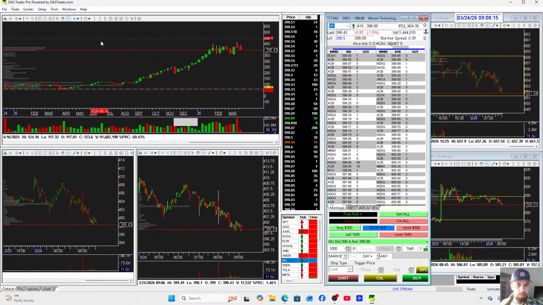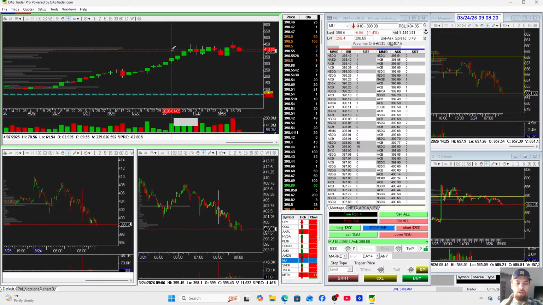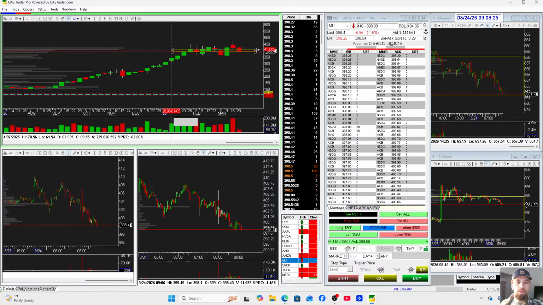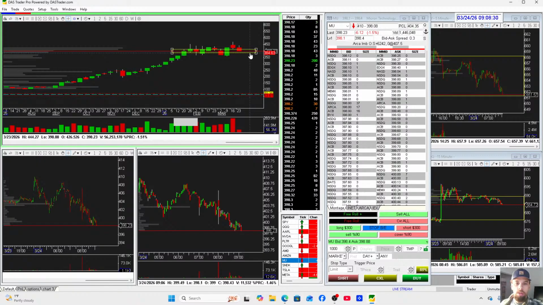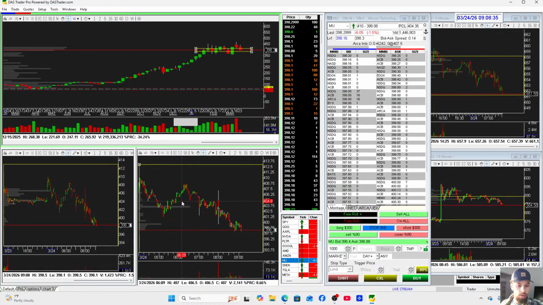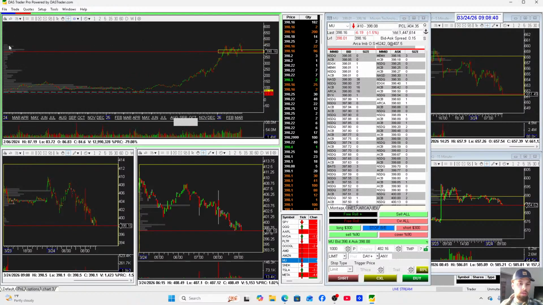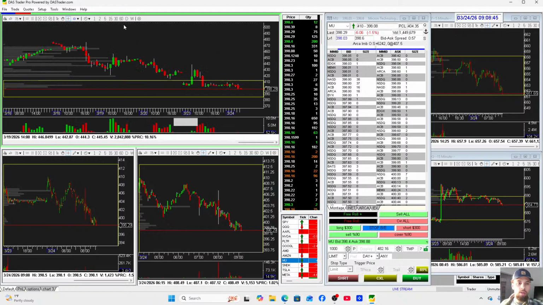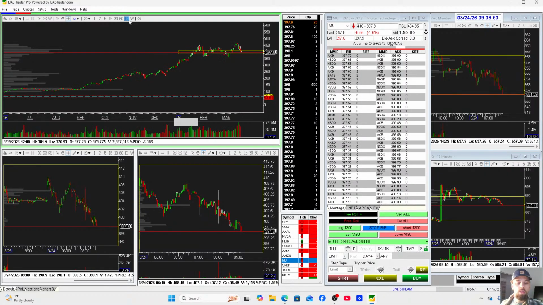MU finally making that pullback. Area of resistance here marking 413. Area of support around 384. That's what I'm marking. Let's go to the daily. Yeah, it looks good to me.